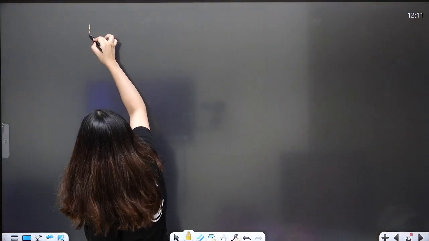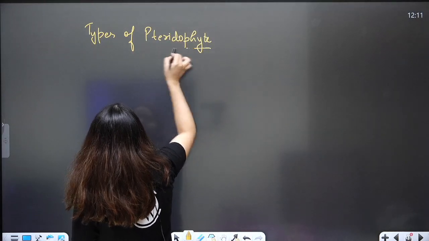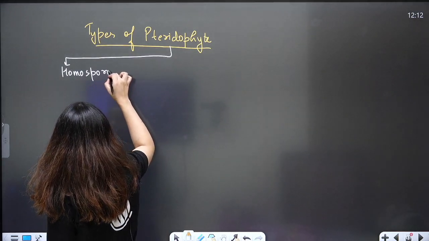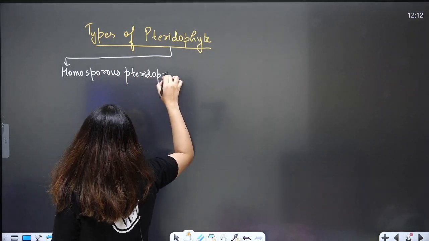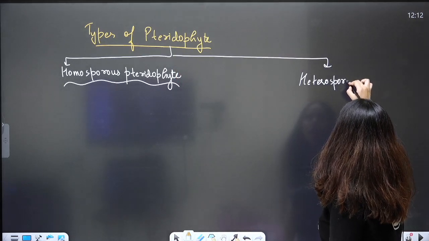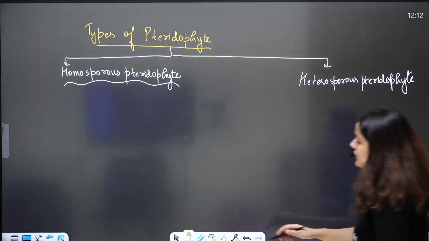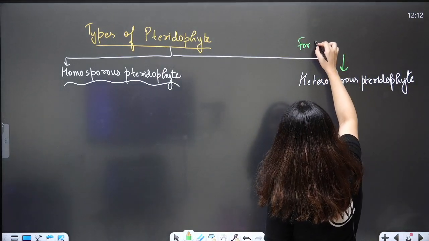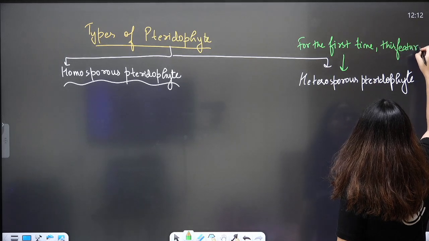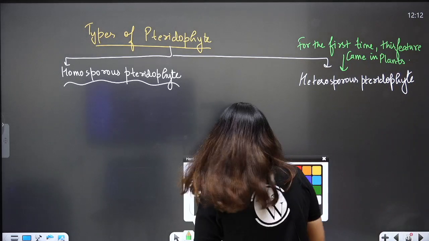Now, the types of pteridophytes. There are two types of pteridophyte, beta: homosporous pteridophyte and heterosporous pteridophyte. For the first time, this feature came in plants. So the heterosporous condition for the first time came in plants.